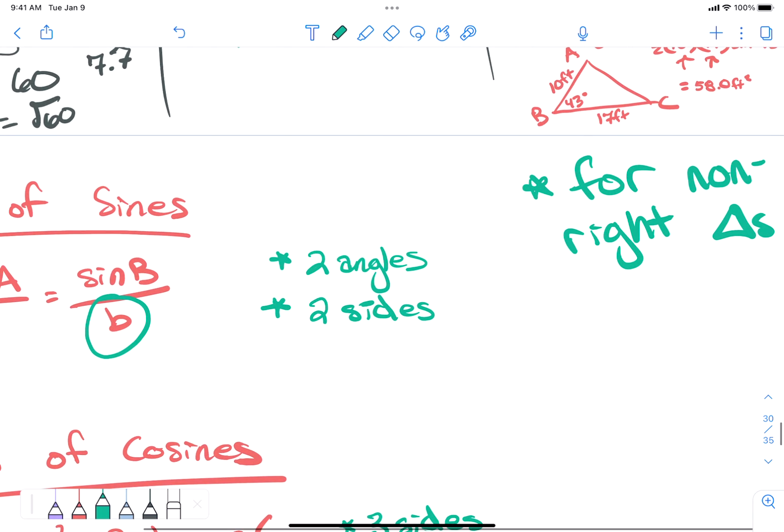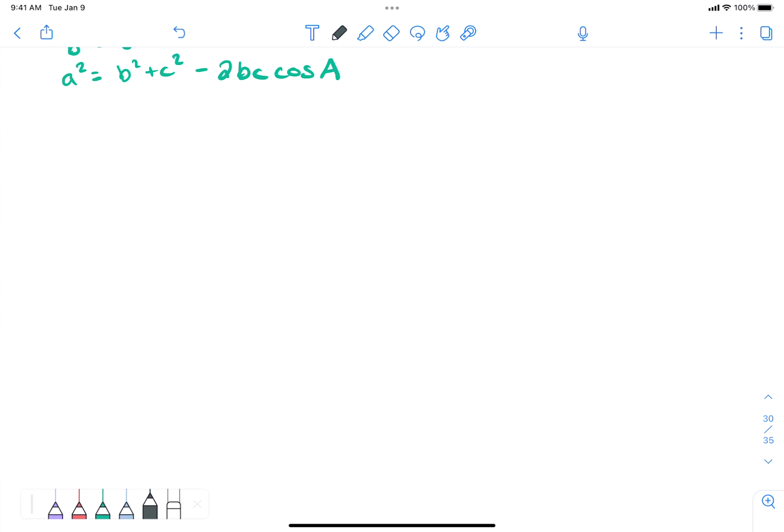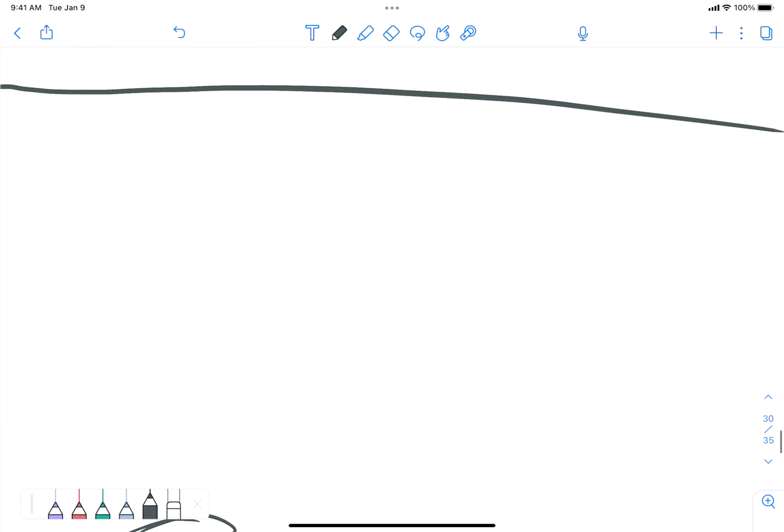Now, I did tell them first period that you can actually use the law of sines and law of cosines for right triangles, like for triangles that are right triangles. But I'm going to flip over to the other side of your note card, and we're going to write down some stuff on this side.